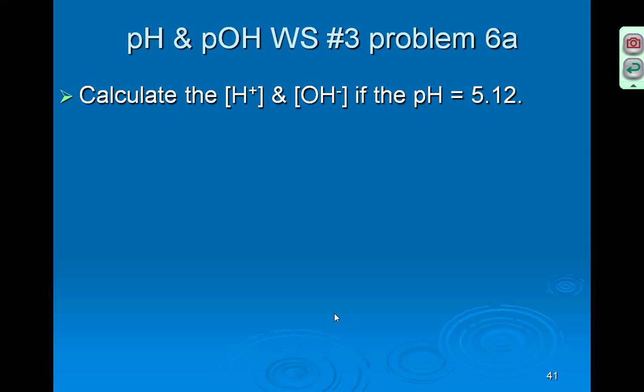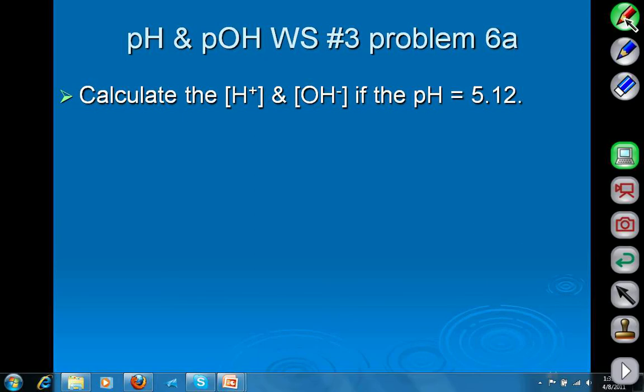Let's do problem number 6A from worksheet 3. Calculate the H and the OH minus if the pH is 5.12. Now this looks like it might be a little more challenging. The first thing to do is I would calculate the H plus. That's going to be the anti-log of negative 5.12. The anti-log is just doing the inverse log on your calculator of negative 5.12. And so H plus is going to equal 7.6 times 10 to the minus 6th molar.